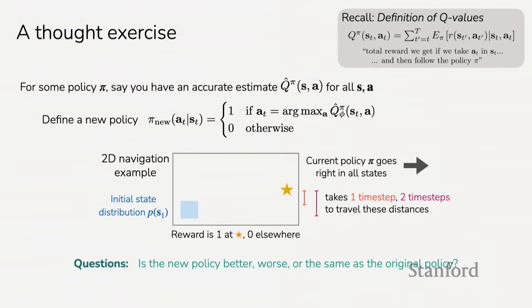So my question for you is, you have this current policy that always goes right. You have an accurate estimate of the q values for that policy. If you define this new policy, is that better than the current policy? Is it worse than the current policy? Is it the same as the current policy? Is it the optimal policy? And why or why not?